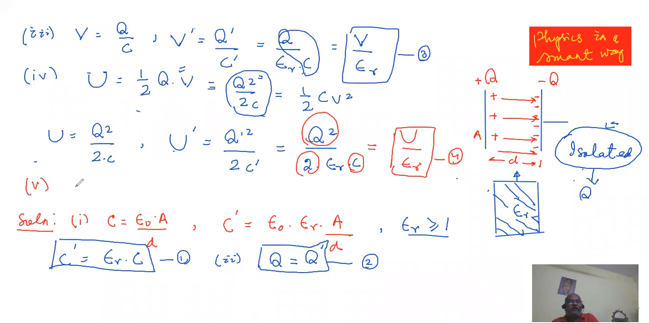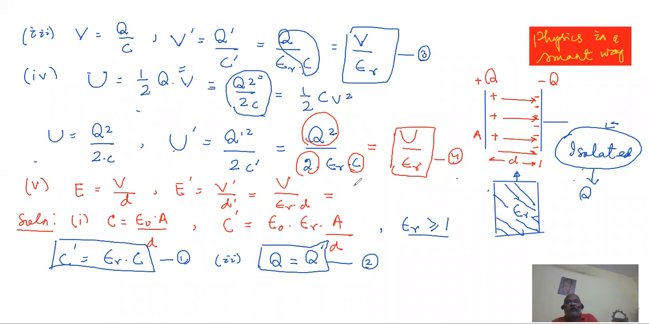So far as electric field is concerned, we can use a very simple formula, that is potential difference between the plates by the distance. The new electric field will be equal to the new potential difference by new distance. But the distance between the plates remains the same, and the new potential difference will be the old potential difference by epsilon R. So that will be V by epsilon R into D. But V by D was the old electric field.